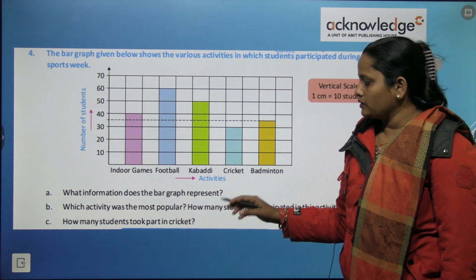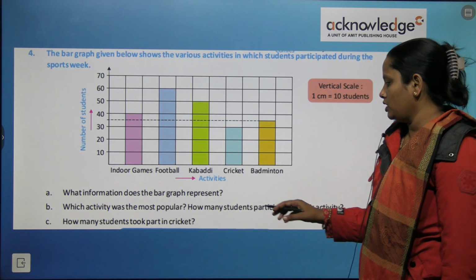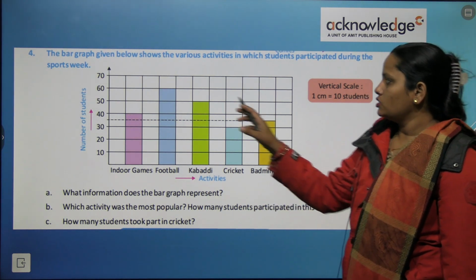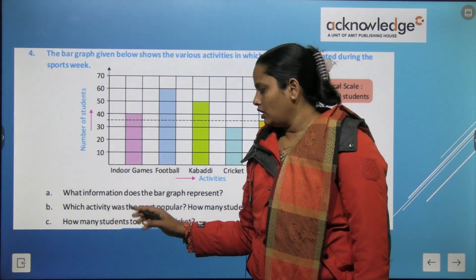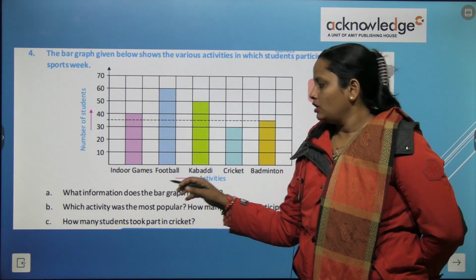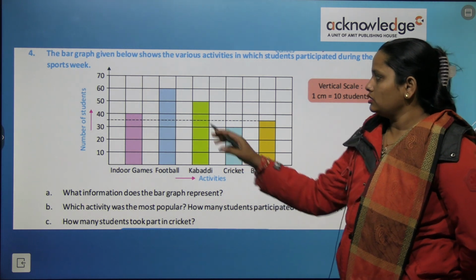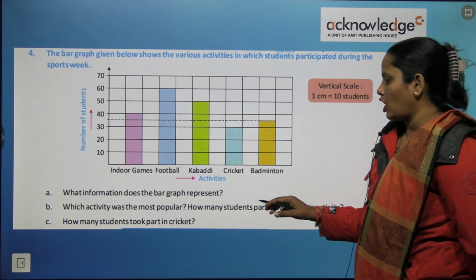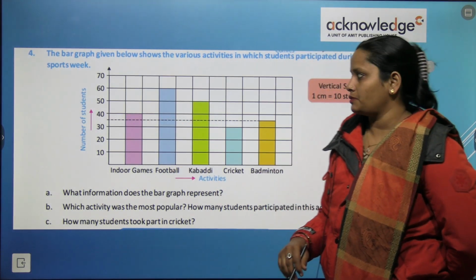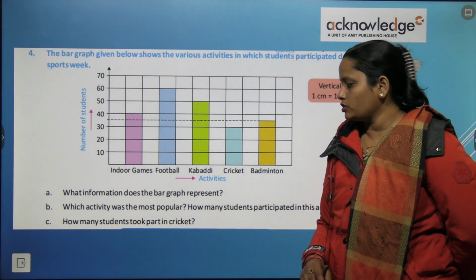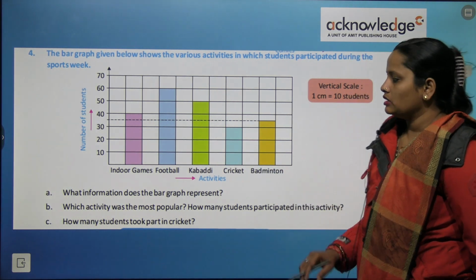Now, which activity was the most popular? सबसे popular कौन सी activity थी? It's football. And how many students participated in this activity? So here 60 multiply 10, it will be 600. So here children, in this question, which activity was the most popular? The most popular activity was football. And there are total 60 students who participated in this activity. Now, how many students took part in cricket? So in cricket, total 30 children took part.